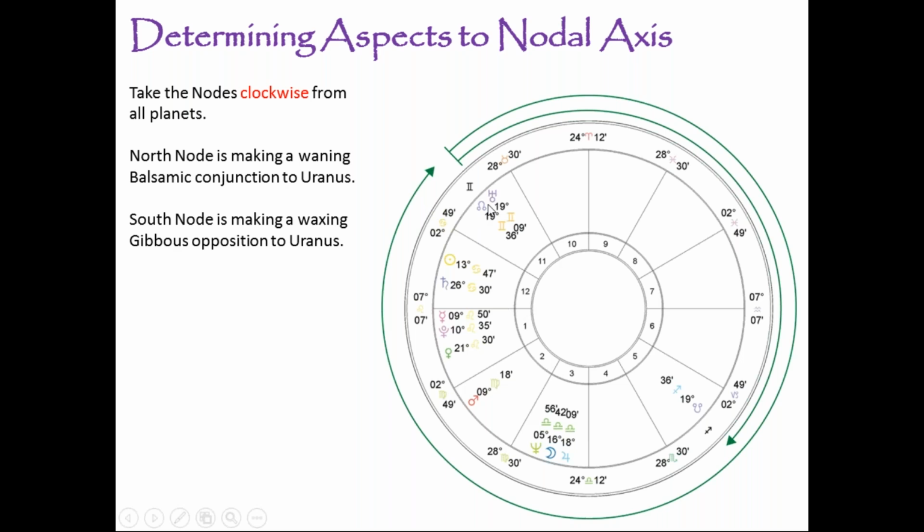And quickly, if we start with Uranus and move clockwise, the outer circle here, we go all the way around the circle until we get to the north node, making a balsamic conjunction to Uranus. Inner circle, if we start with Uranus, we get almost 180 degrees around till we get to the south node, which is making a waxing gibbous opposition to Uranus.